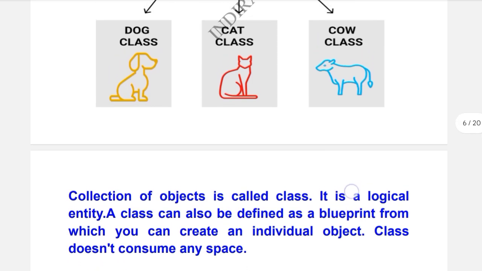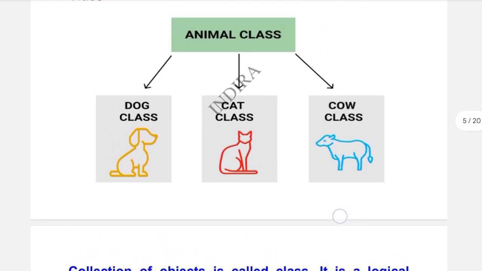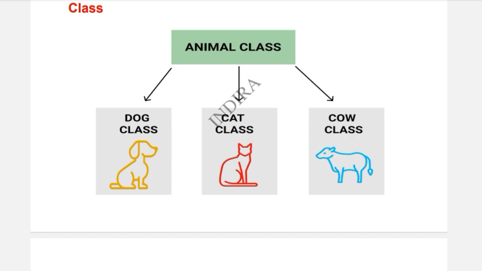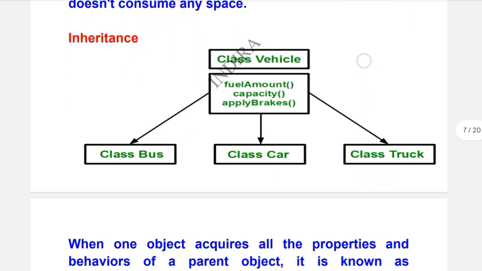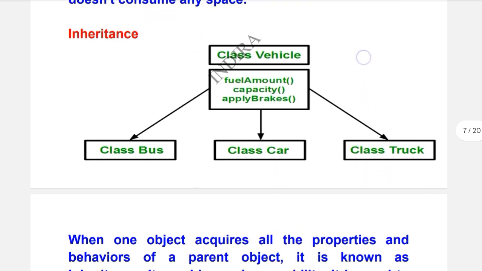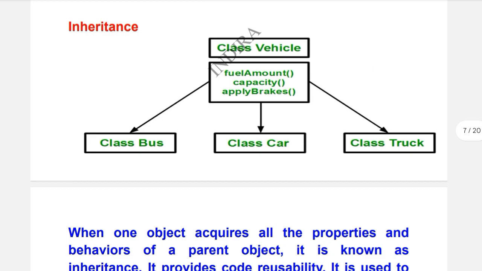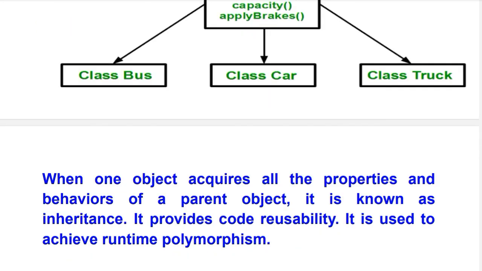So here class is nothing but a collection of data. Coming to the example, dog, cat, cow are the objects, and all these objects come under the class animal. Next one is inheritance. Inheritance consists of two parts, which are parent object and child object.